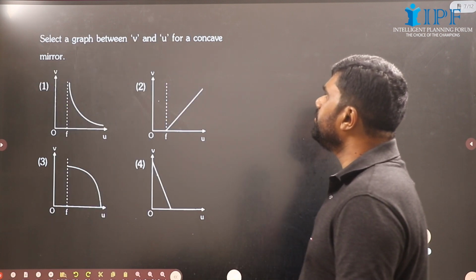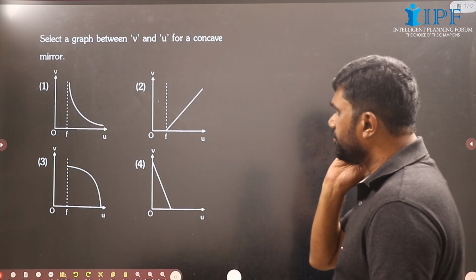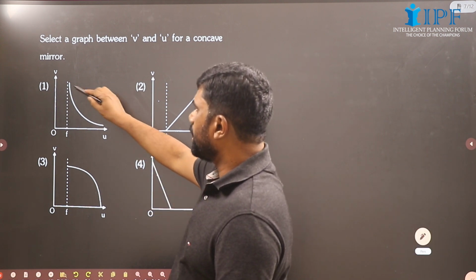Select a graph between V and U for a concave mirror. Okay, this is the UV graph. Okay, this one.